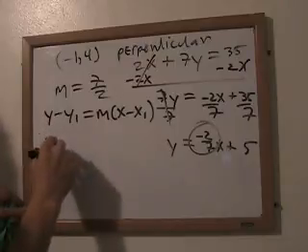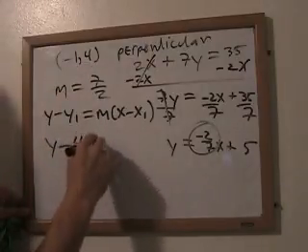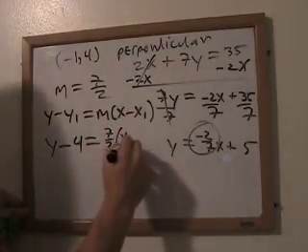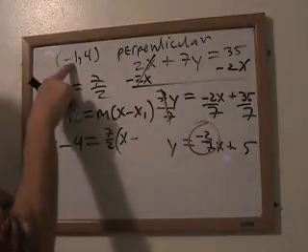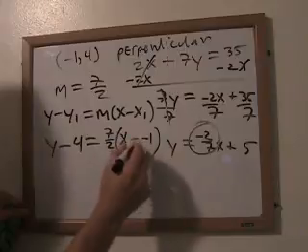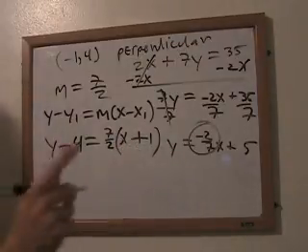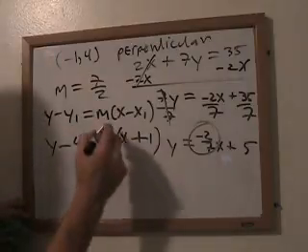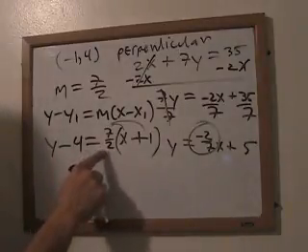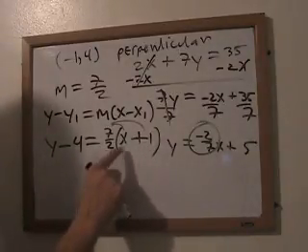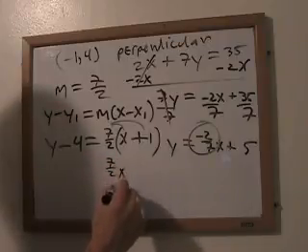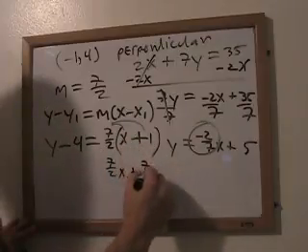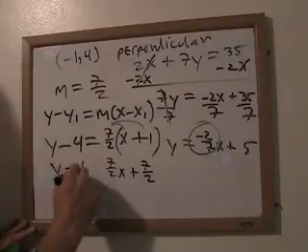So y minus, now y1 we said was 4, equals m, which we said was 7 over 2, parentheses, x minus, and now what's x1? It happens to be negative 1. So this negative negative really is just a positive. Now I think your teacher said that he or she wanted only slope-intercept form. So what we have to do now is distribute the 7 over 2 to this and to this. So 7 over 2 times x is 7 over 2x plus 7 over 2 times 1 is just 7 over 2. And this just stays the same.